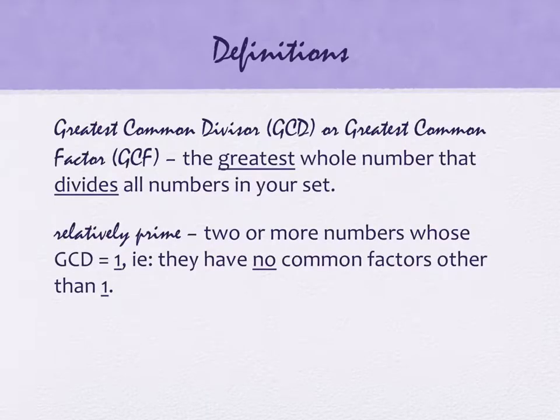By definition first, what are we talking about when we're talking about greatest common divisors or greatest common factors? We're looking at the greatest whole number that divides all numbers in your set. It's kind of tricky, because the word greatest makes it sound like you're talking about big things. But the word divisor means it has to divide the number you're working with. So these are not large numbers. These numbers are smaller than what you've already started working with. They're just the biggest number that will divide them.